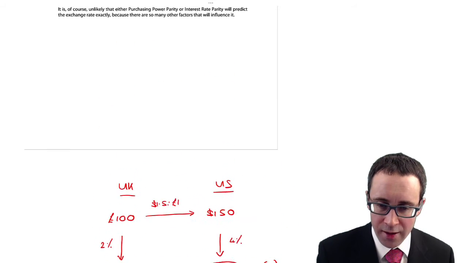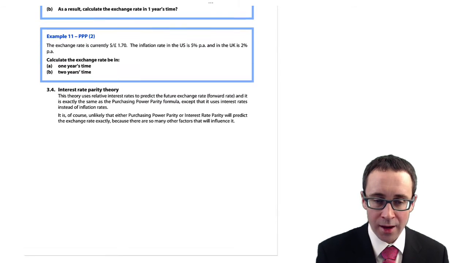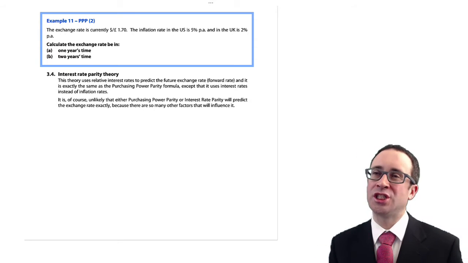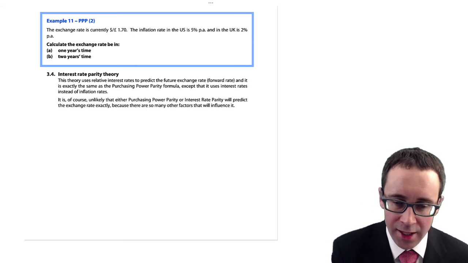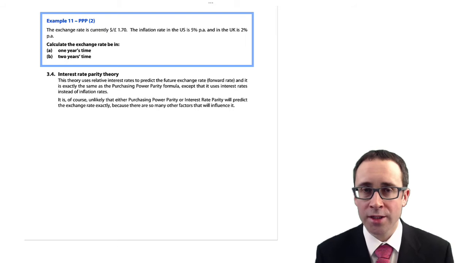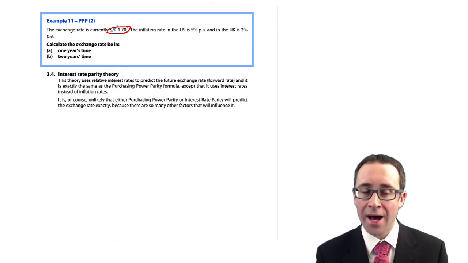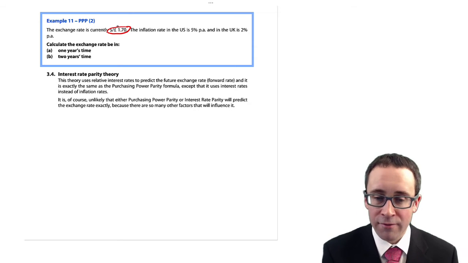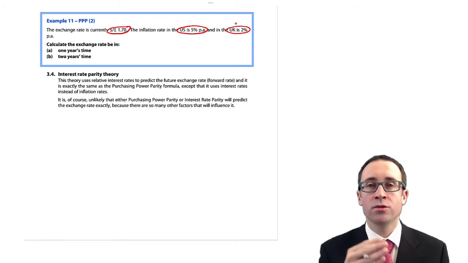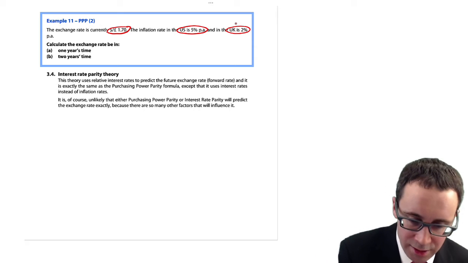Brilliant. Let's finish off the chapter by having a look at the example there. PPP2, purchasing power parity 2, much more towards exam style. As a question, it says we want to work out the exchange rates in 1 year's time in part A and 2 years' time in part B, and it's currently $1.70 to the pound. Inflation in the US is 5%, the UK is 2%. It's quoted as dollars per pound, so the pound is the base currency.